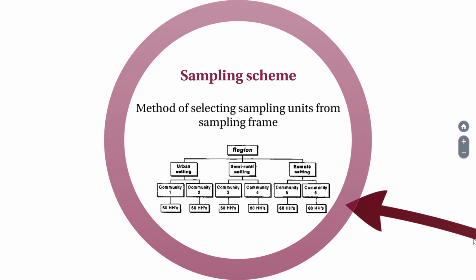Your sampling scheme is the method of selecting sampling units from within the sampling frame. And this is what we're going to be talking about tomorrow, the method that we use to select that sample from within this sampling frame that we've created.